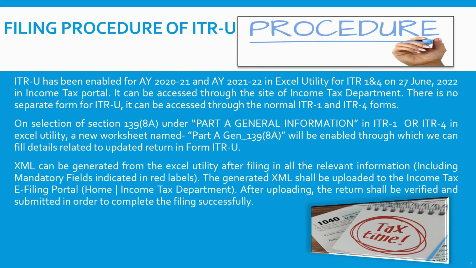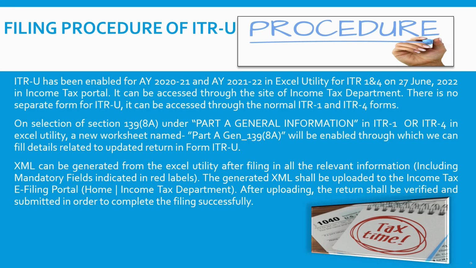Filing procedure of ITR-U. ITR-U has been enabled for assessment year 2020-21 and assessment year 2021-22 in the Excel utility for ITR-1 on 27th of June, 2022 in the Income Tax Portal. It can be accessed through the site of the Income Tax Department. There is no separate form for ITR-U. It can be accessed through the normal ITR-1 and ITR-4 forms.